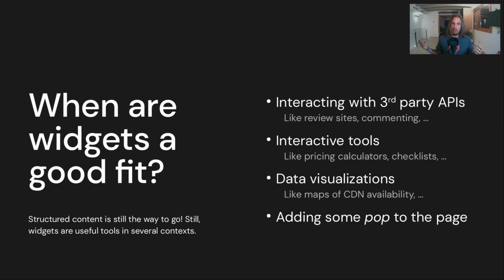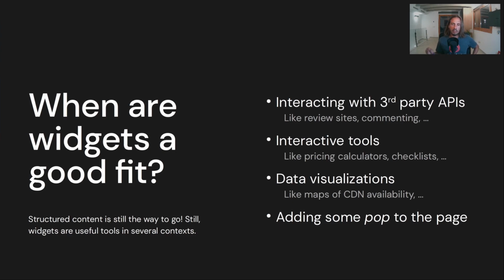If you're interacting with a third-party API, like a review site, maybe you're familiar with G2 Crowd, or maybe that's more like pulling in reviews from Yelp, or maybe that's a commenting platform. That's something that is interacting with a third-party API, either for pulling data or for inputting data around the page that the widget is embedded into.